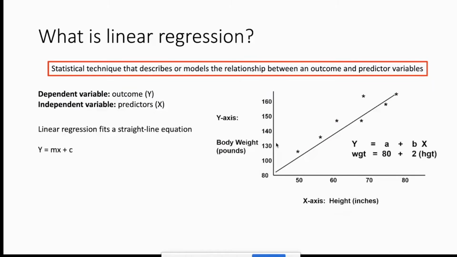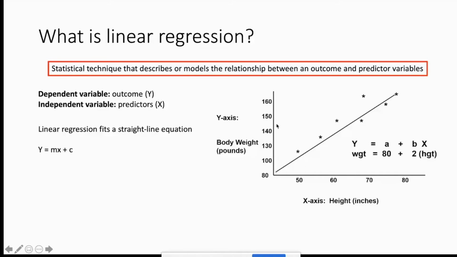So a little bit more detail about linear regression. It's a statistical technique that describes or models the relationship between an outcome and predictor variables. It goes back to some basic mathematical concepts where we fit a straight line equation to describe data. The example here on the right-hand side is trying to predict body weight given a person's height, or a baby's height, for example.